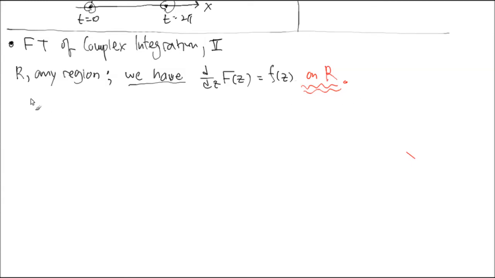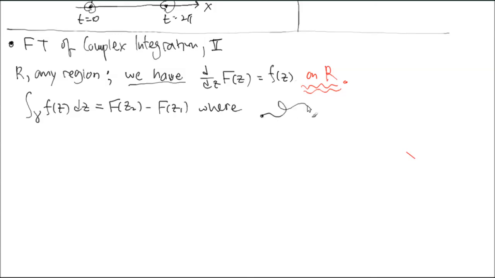So if you have that, it's all about this complex integration, right? And if you have that, it works on the entire region. It doesn't matter if it's multiply connected or simply connected. It's F(z2) minus F(z1), where gamma is going from z1 to z2.